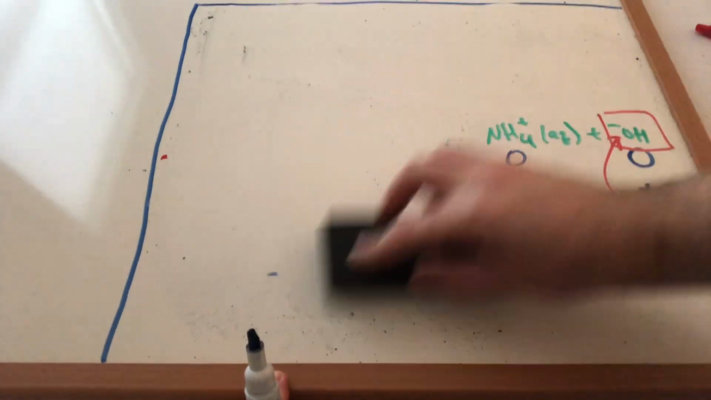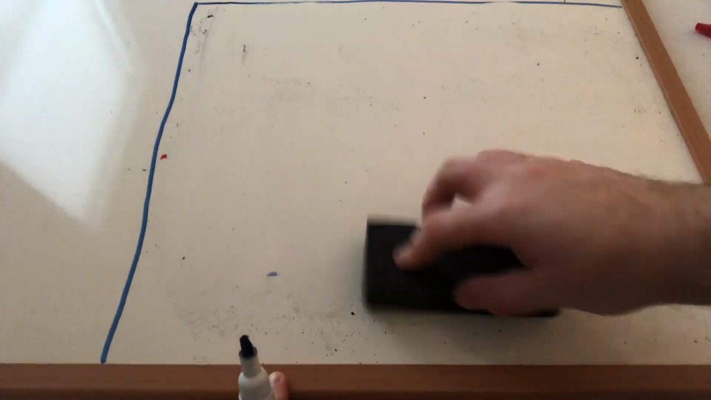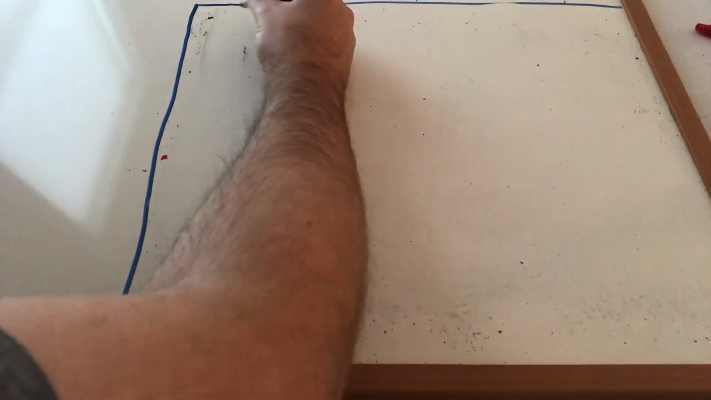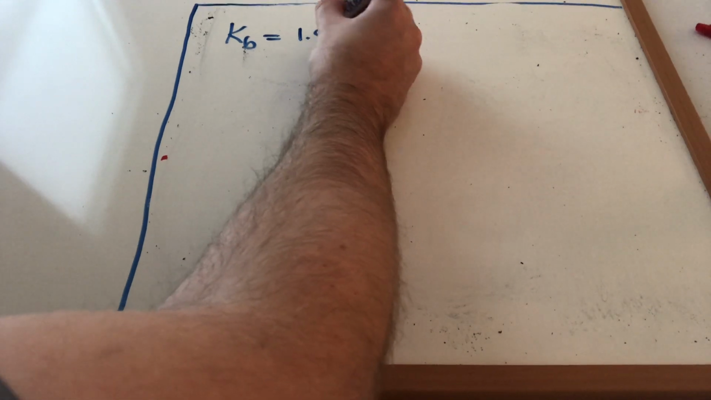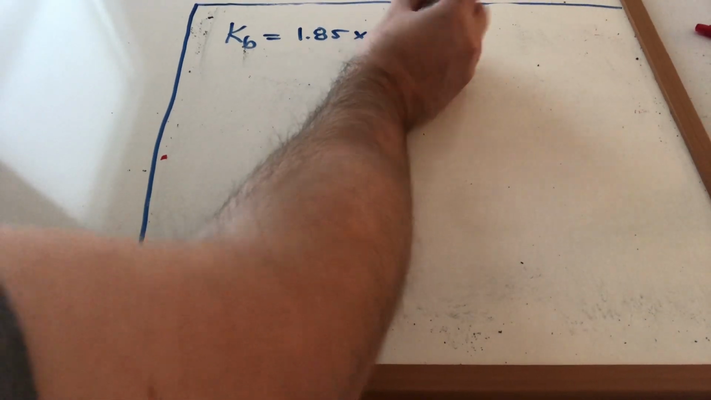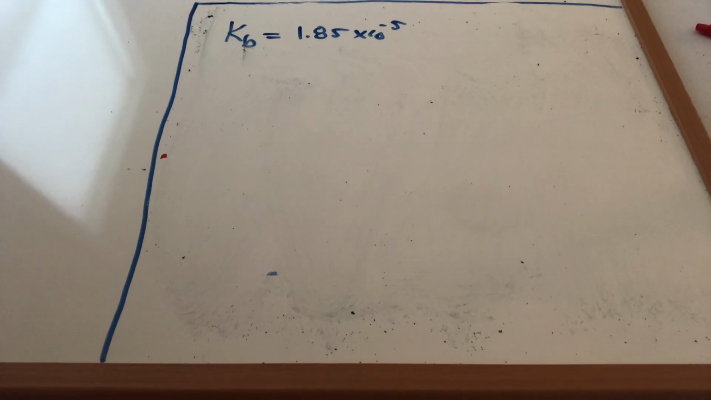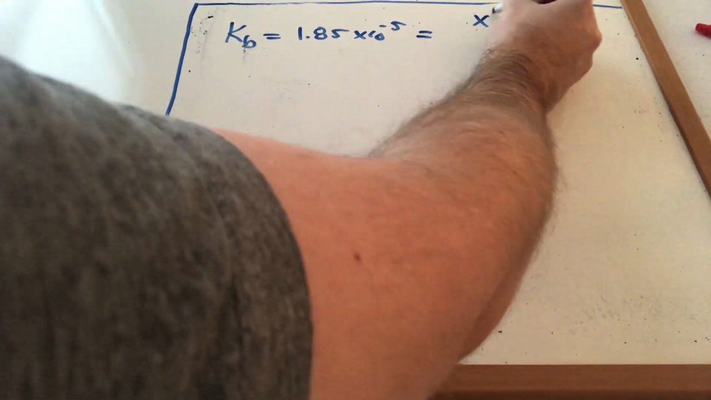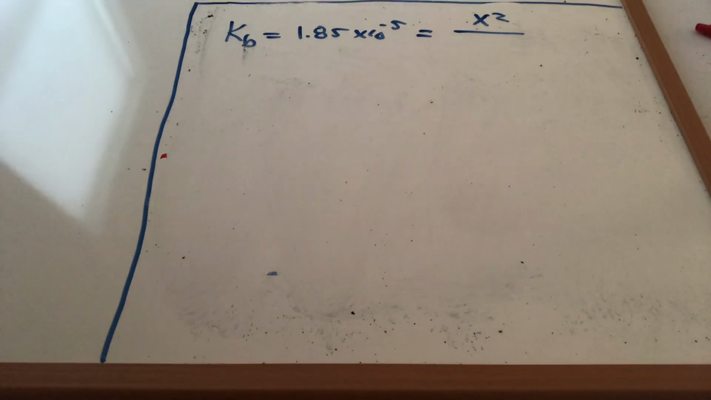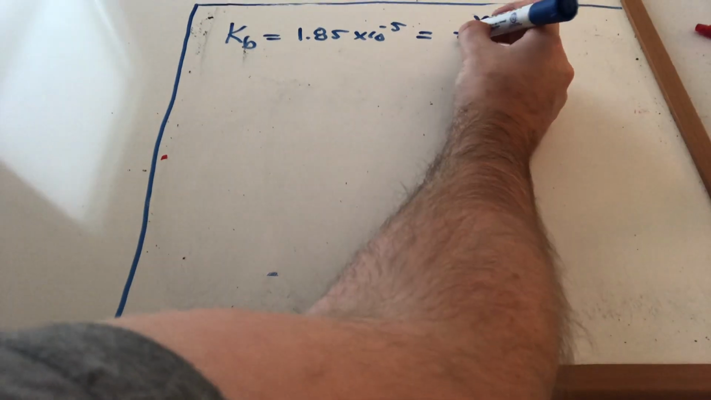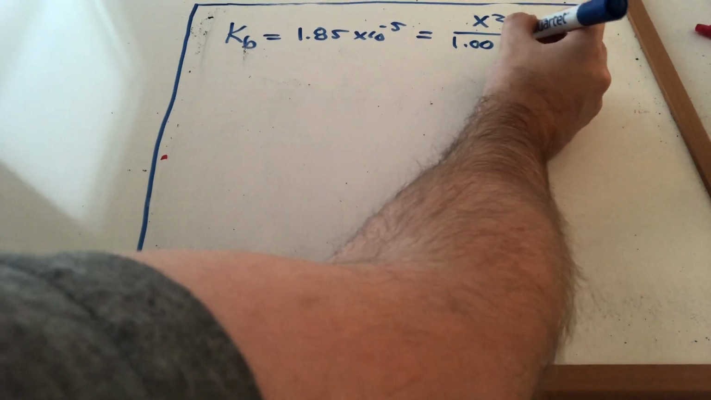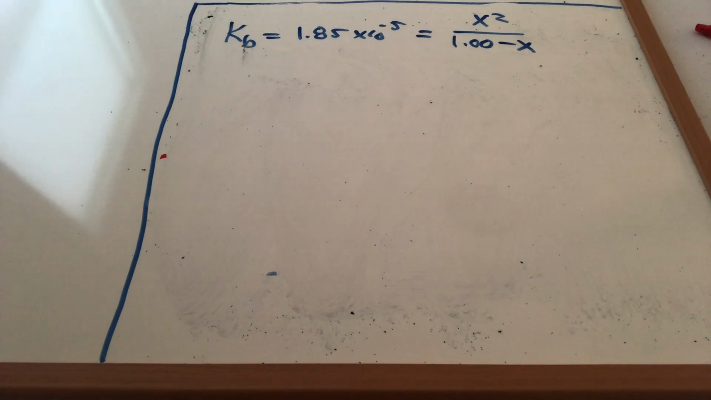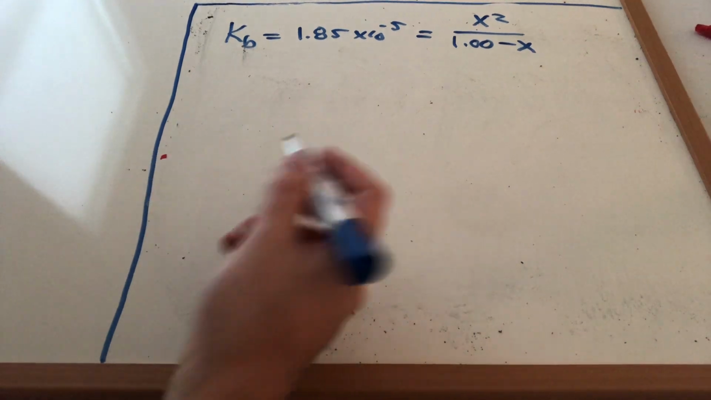Our Kb expression, then we can populate with that E information, Kb, which was given as 1.85 times 10 to the minus 5. It looks like OH minus and NH4 concentration at equilibrium in the numerator. So that's an X squared because each one of those was X. And then below that, we're going to do a 1.00 minus X. We're moving in the unfavored direction.